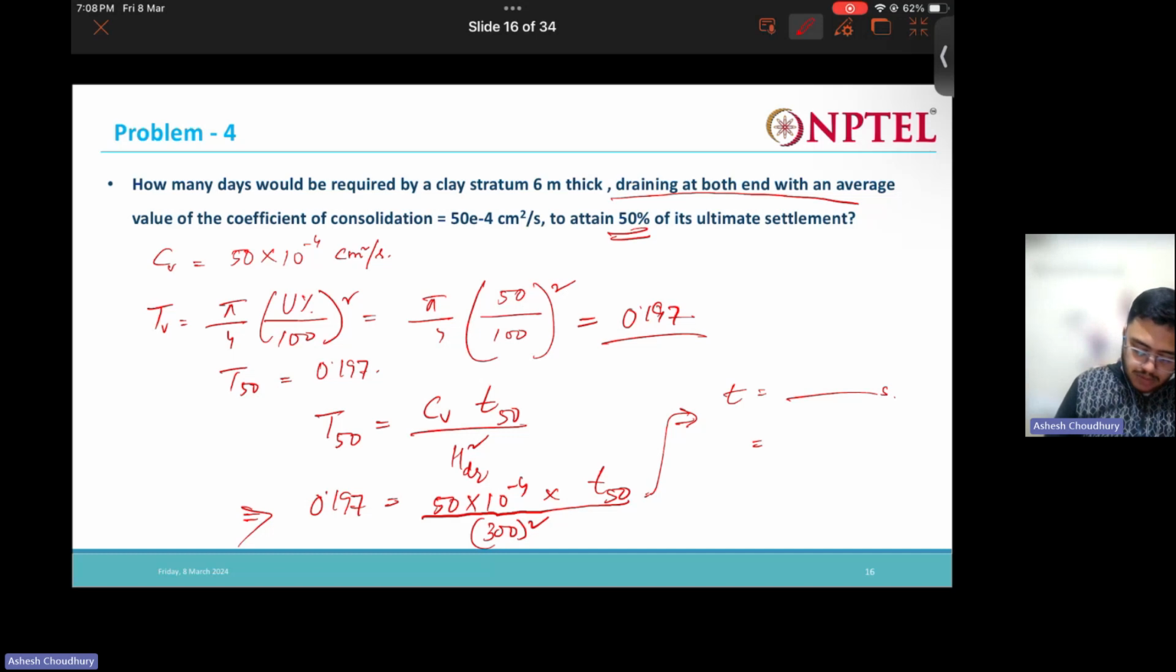So this is going to come out as 0.04 days. So you can see for 50%, attaining 50% of the ultimate settlement, it is for 50% consolidation, it is going to take 41 days. Okay, in 41 days we are going to achieve 50% of the ultimate settlement. So very simple, right? Directly use the relation and find it out.